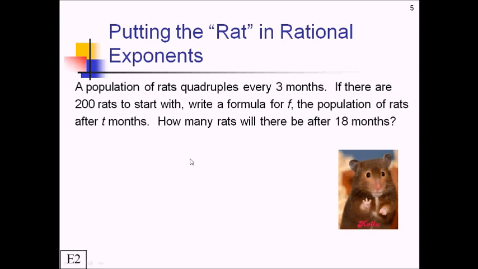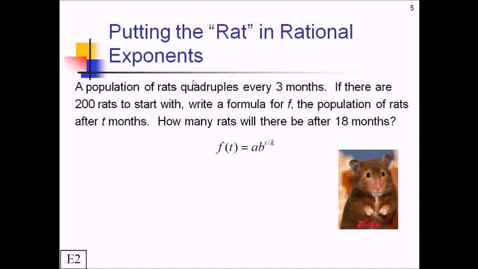So again, we're not multiplying by quadrupling. That's multiplying by 4, right? We're not multiplying by 4 every single month. We want to do this once every 3 months. So this is a good indication that we need our half-life formula if you have to wait a certain time period before using the growth factor.